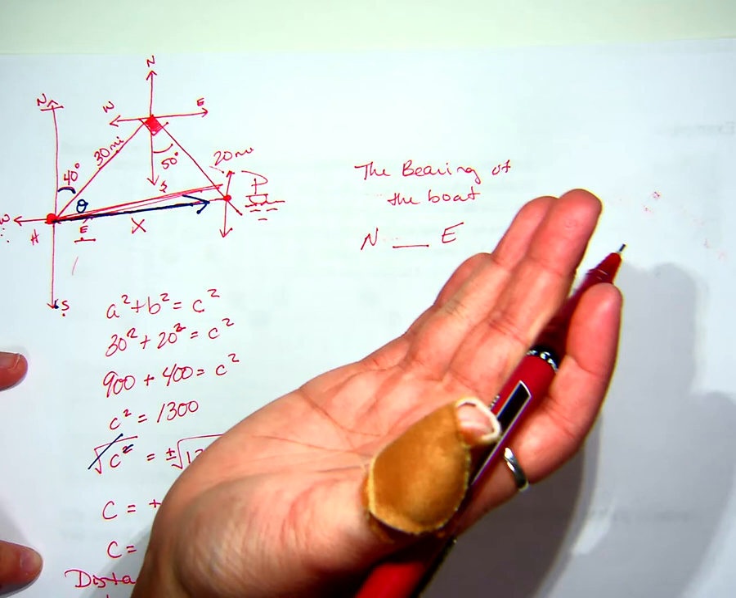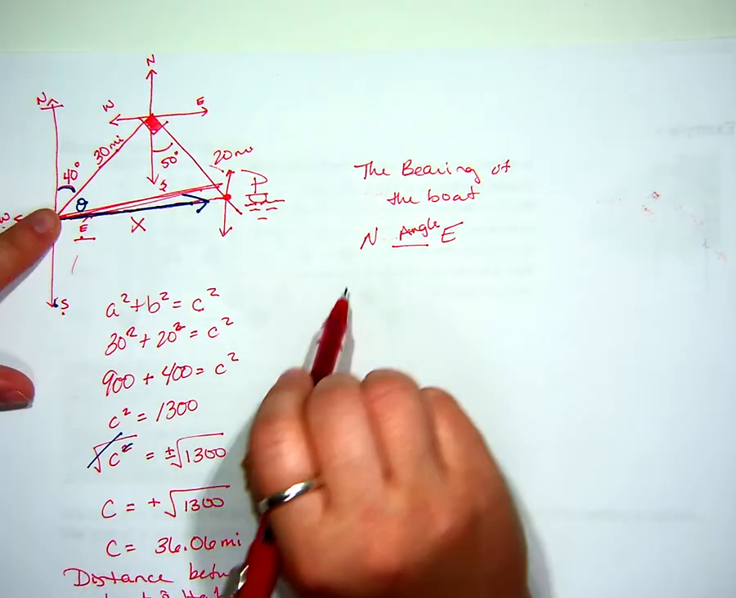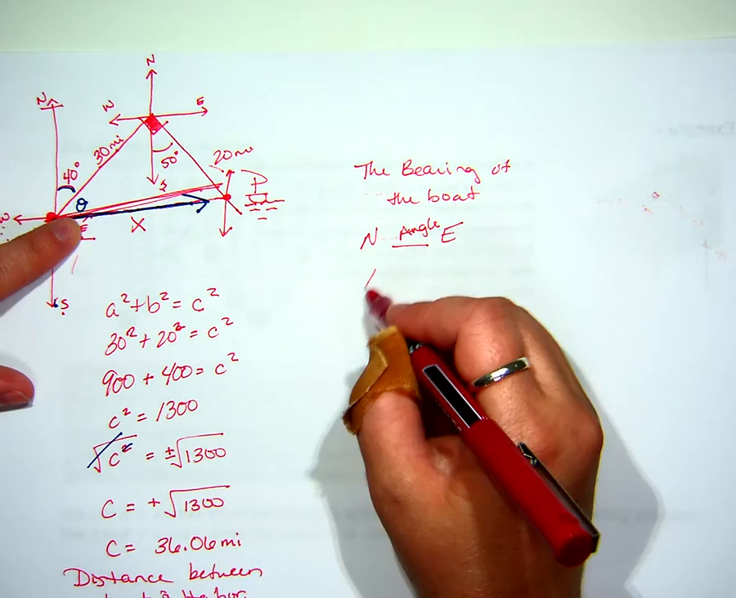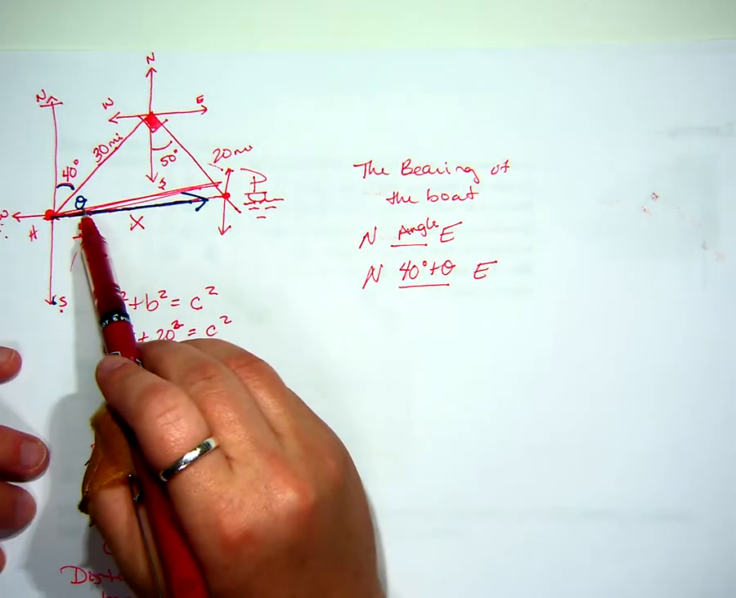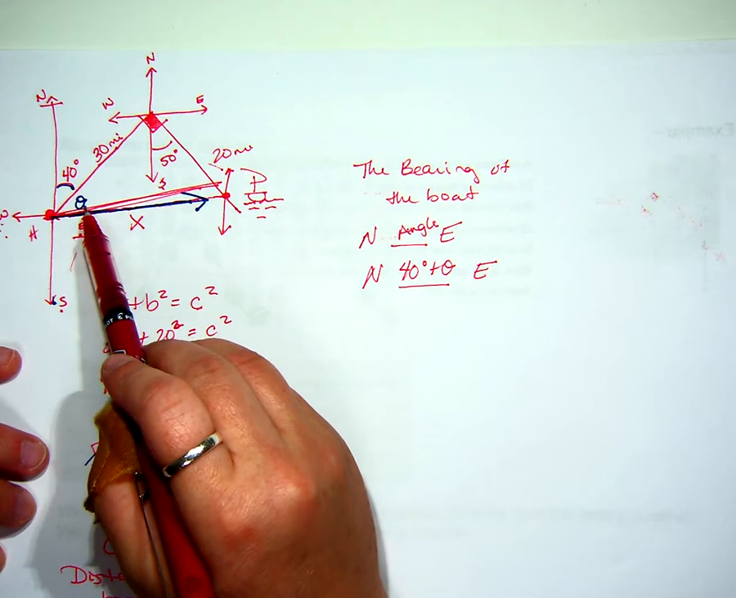All right, good deal. Now, the angle here will be 40 degrees plus theta. Well, that means I have to figure out theta. So this is north, 40 degrees plus theta, east. Well, I have to figure out what theta is. Well, that's okay, because I have opposite and I have adjacent. I also have my hypotenuse.